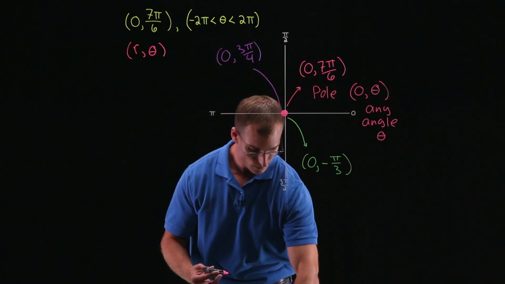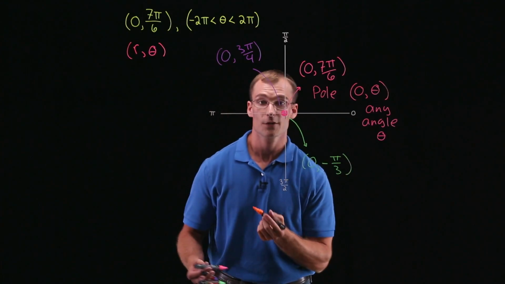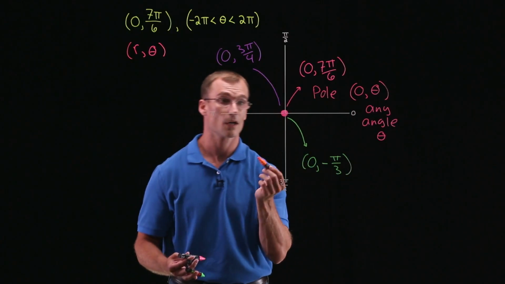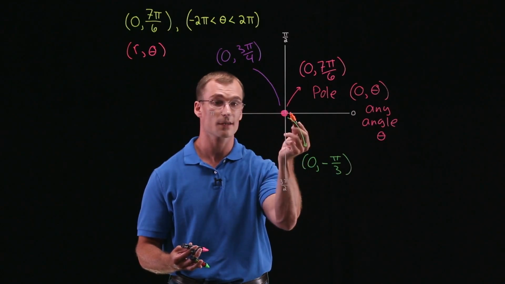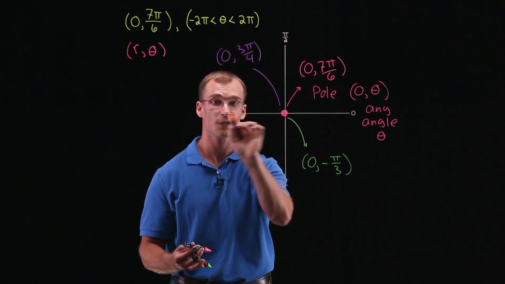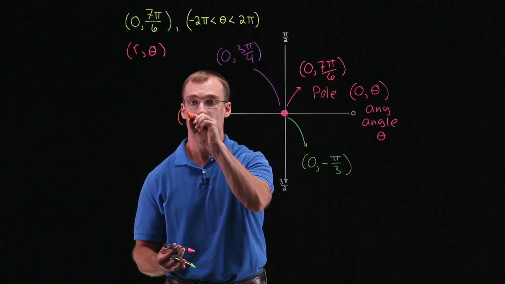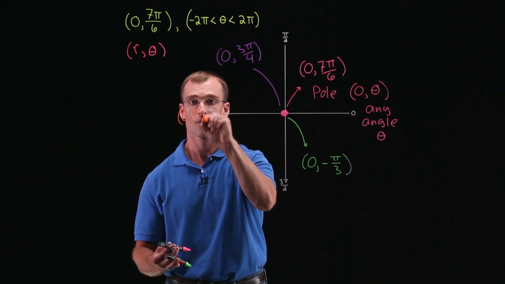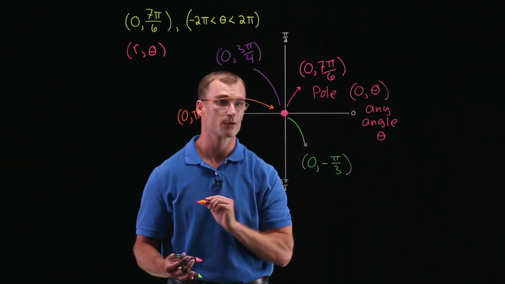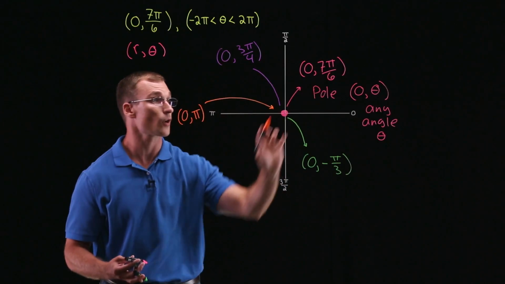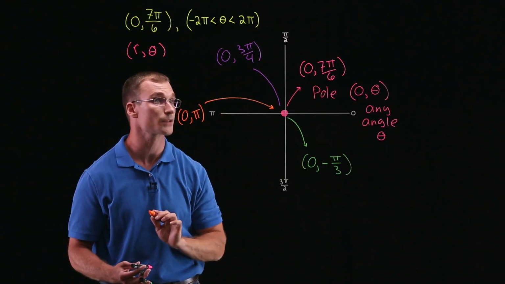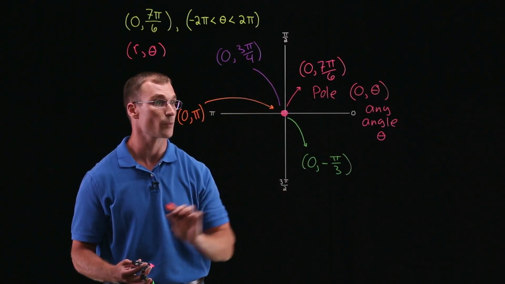And lastly, pick your favorite angle. We can do, right along this axis if we wanted to, (0, π), and that would be equivalent to our pole. So there we have our initial point at (0, 7π/6), and then three additional points representing that.